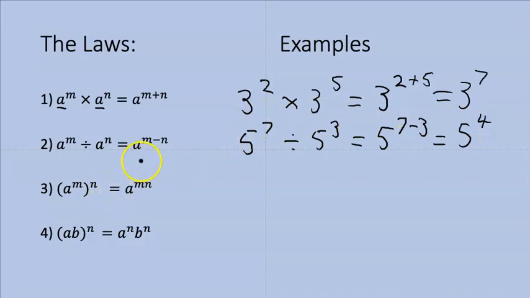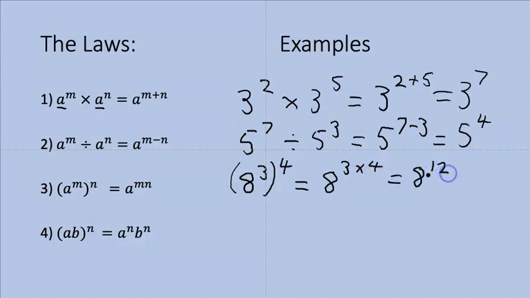Law number 3. If I take any number to the power of m, and then I take that all to the power of n, then I just multiply the indices together. So let's take the number 8, for example. If I've got that to the power of 3, and I want to multiply it by itself 4 times, I just multiply the indices together. So 8 to the 3 times 4. That gives me 8 to the power of 12.